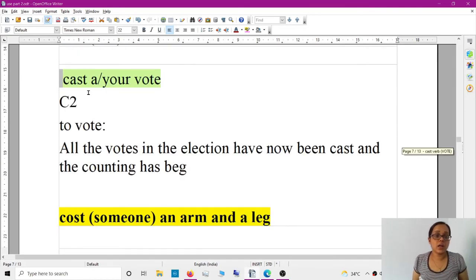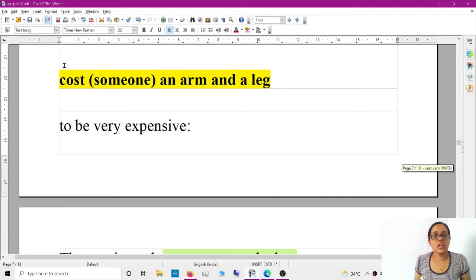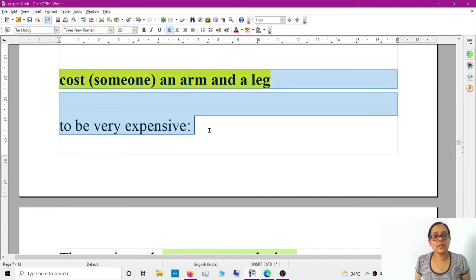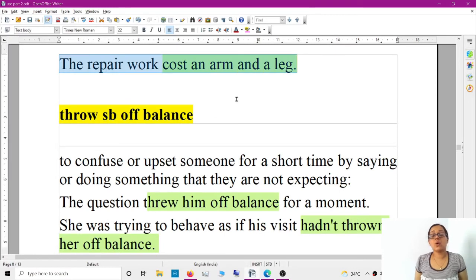Now cast your vote, which means to vote. All the votes in an election have now been cast and the counting has begun. Now cost an arm and a leg means to be very expensive. The repair work cost an arm and a leg, which means expensive.